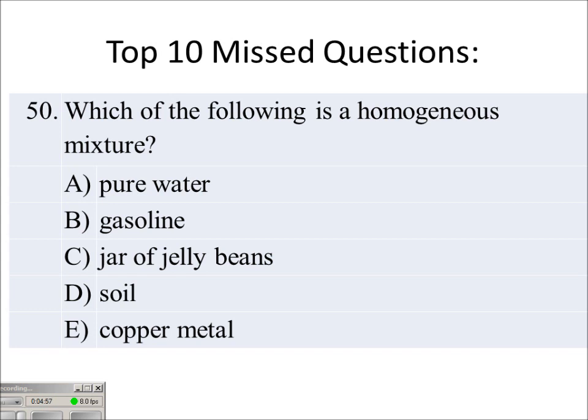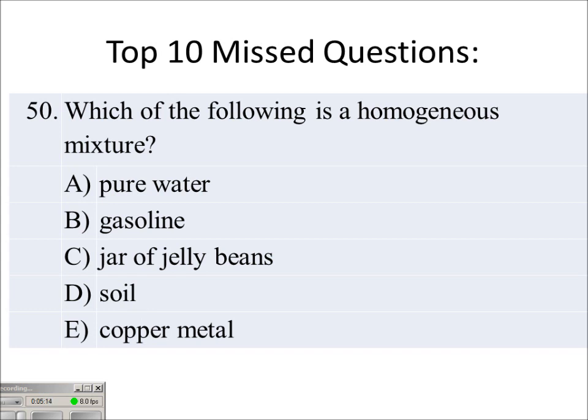Homosexual means someone who likes someone of the same gender. Heterosexual means someone who likes someone of the different gender, right? Homo, sameness, hetero, differentness.